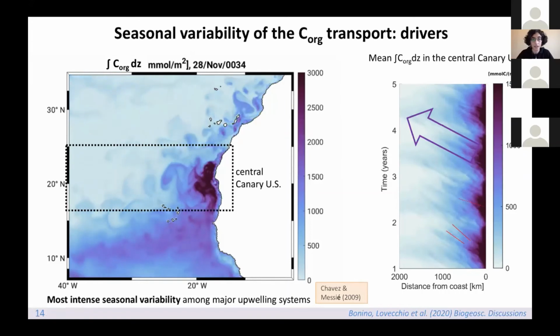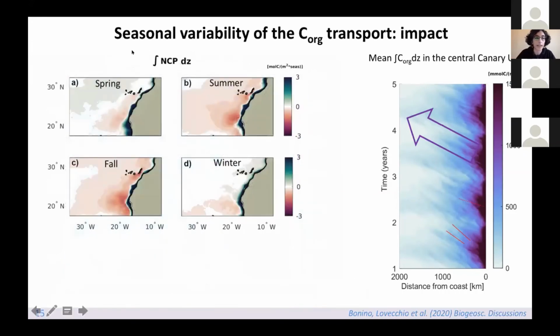As a result, when we look at the seasonality of the net community production integrated throughout the entire water, so we look at what areas of the sector of the Canary upwelling system are in the net sense producing or using more organic carbon than what they locally produce.